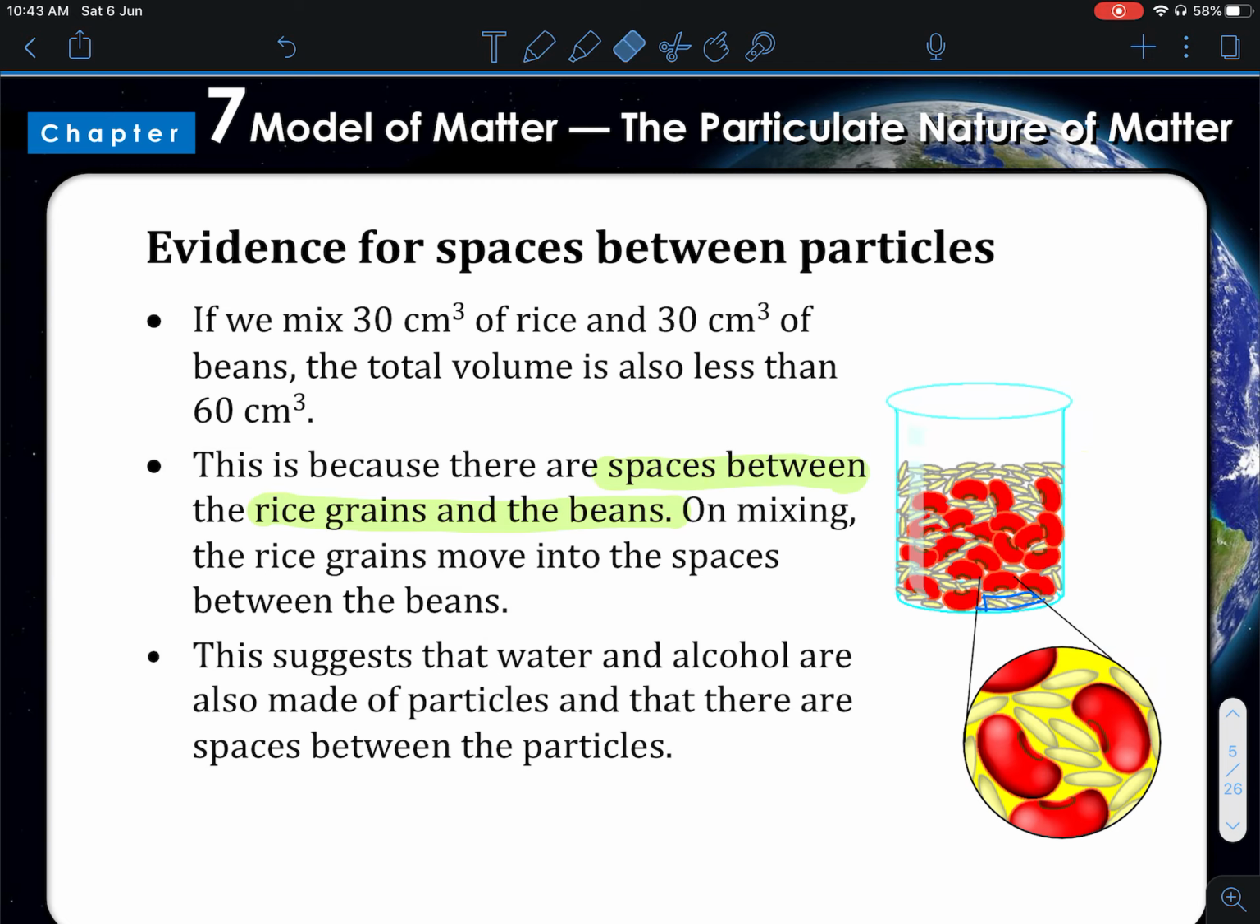So this suggests that the size of the beans and the rice are different. Same thing like the alcohol: the particle size of the alcohol and the water is different, allowing the smaller particles to fit into the spaces of the larger particles, hence having the total volume of the mixture be less than the expected volume.